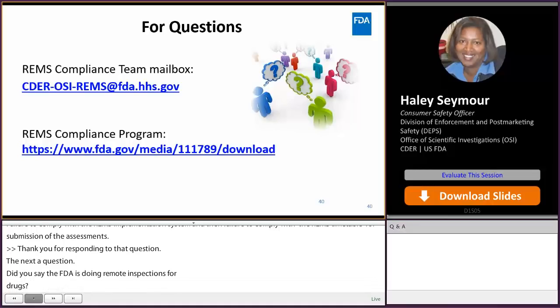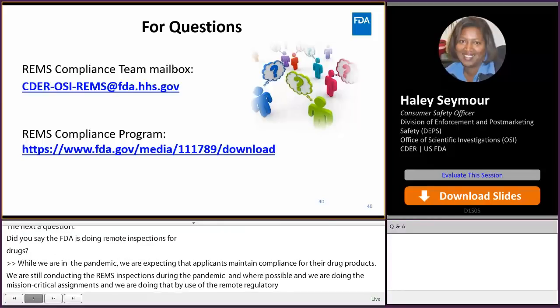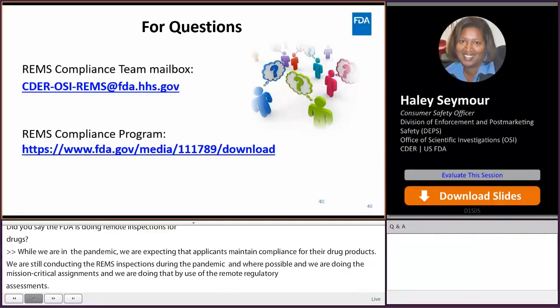While we are in the pandemic, we are expecting that applicants maintain compliance for their drug products. So we are still conducting the REMS inspections during the pandemic whenever possible. And we are doing the mission critical assignments by use of the remote regulatory assessments, and this is only going to be done on a case basis. If it is not feasible to travel for the inspection, FDA will consider conducting the remote regulatory assessments.